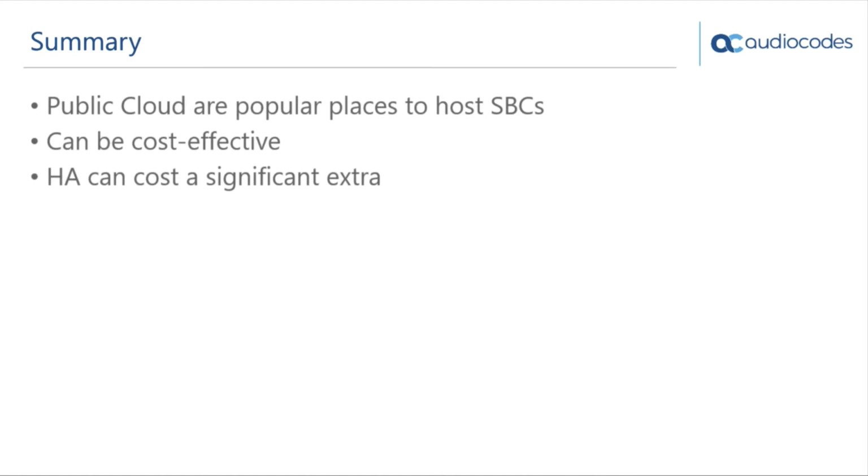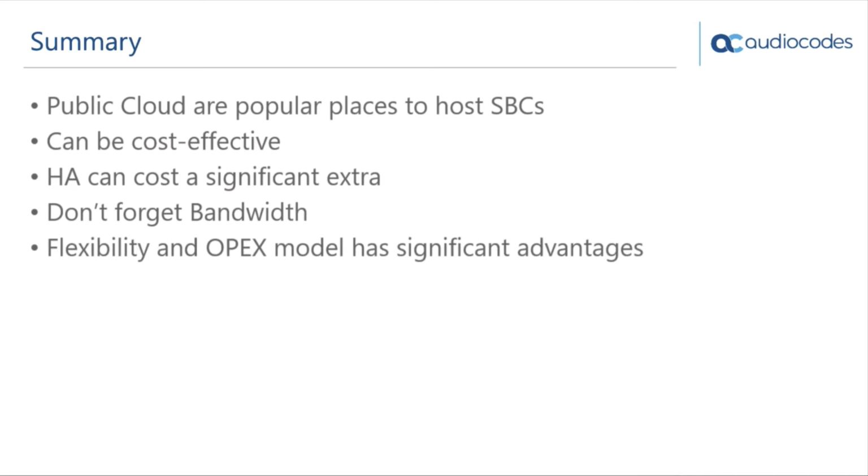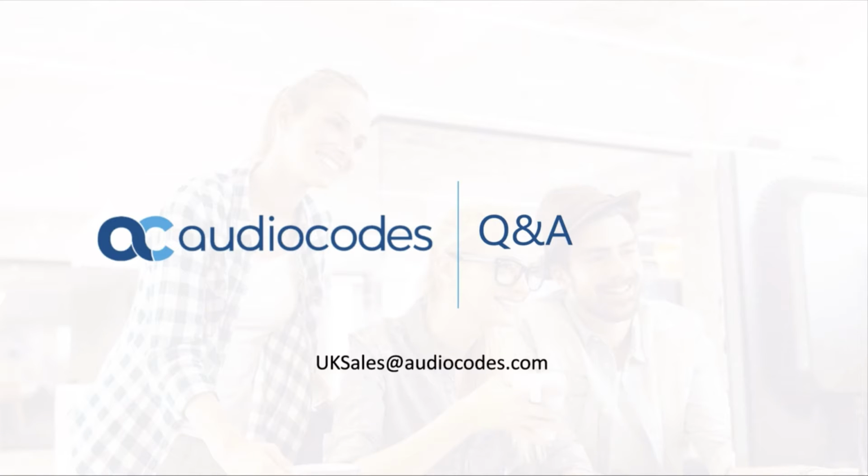HA can be a significant extra cost. You saw then it almost doubled the price, or I think it wasn't, it was about 60–70% more. But HA does cost quite a lot more. And don't forget bandwidth. Bandwidth isn't free, and in fact bandwidth can be, as I said, very expensive. So it can be much more than the cost of the initial virtual machine that you've deployed. But the flexibility in the OpEx model has a really significant advantage in the public cloud.